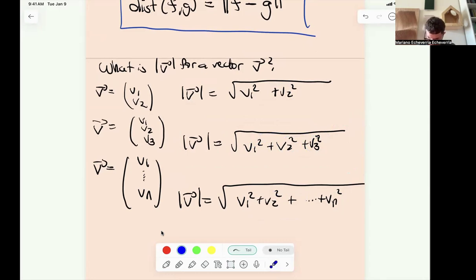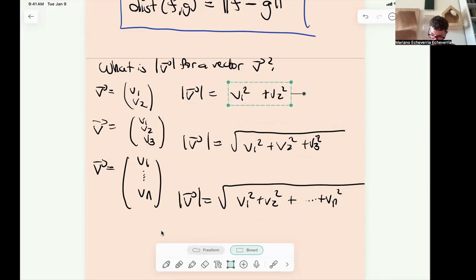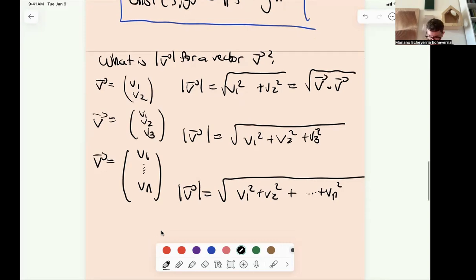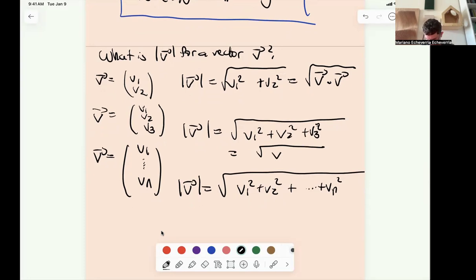Because what is v1 squared plus v2 squared? That is just the dot product of v with itself, right? If you think about it for a moment. And again, what is v1 squared plus v2 squared plus v3 squared? That is the dot product of v with itself. And likewise, for v1 squared plus v2 squared up to vn squared, that is the dot product of v with itself, right?